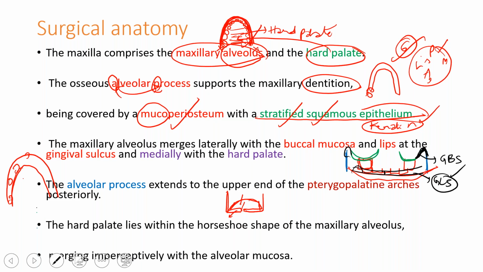So the upper jaw, anterior part and posterior part, looking from behind. This will become the anterior part of the upper jaw, and this becomes the posterior part of the upper jaw. This is the palatine bone horizontal plate, and this is the vertical plate of the palatine bone.